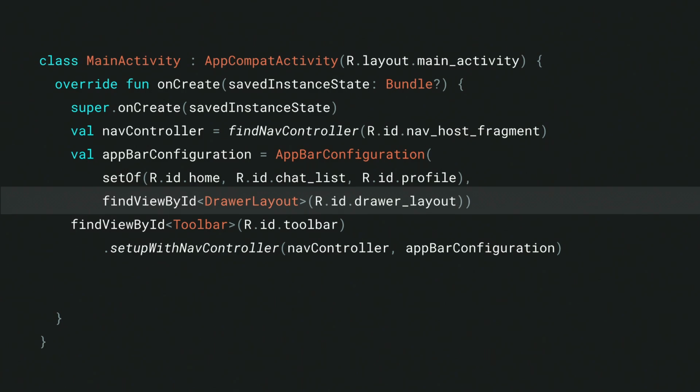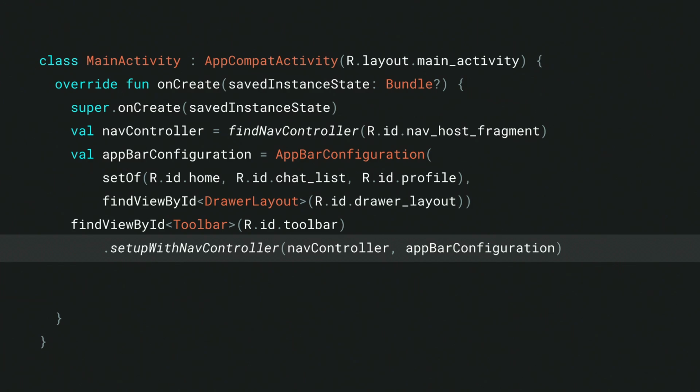And then, with that app bar configuration set up, all we call is setup with nav controller, another Kotlin extension on the toolbar here. And now, as we navigate between screens of our app, we're automatically updating the title in the toolbar. We're automatically changing the icon, and there's nothing else we need to do to get the correct up behavior, to get the correct label. It's all built into this functionality because we've set up our app bar configuration correctly.